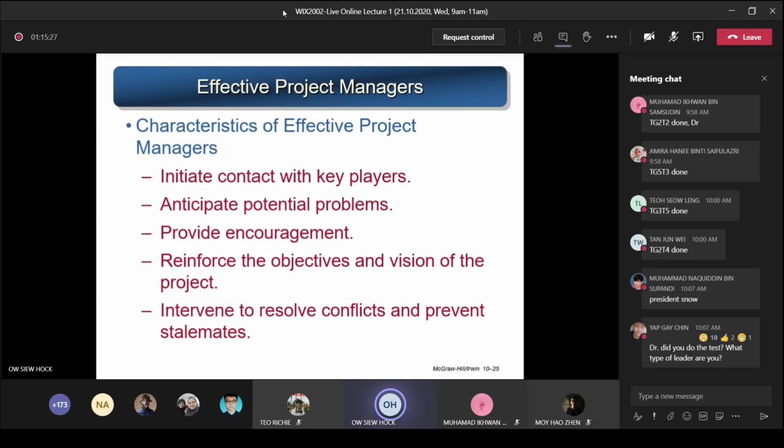You give them encouragement rather than criticizing them. Reinforce the objectives and vision of the project. So keep on emphasizing what you need to do and the vision that everybody is moving towards, the goal or the objective that you have set. Intervene to resolve conflicts and try to prevent stalemates. That means don't come to a standstill. Anything that's a conflict among the team members, you try to resolve it.